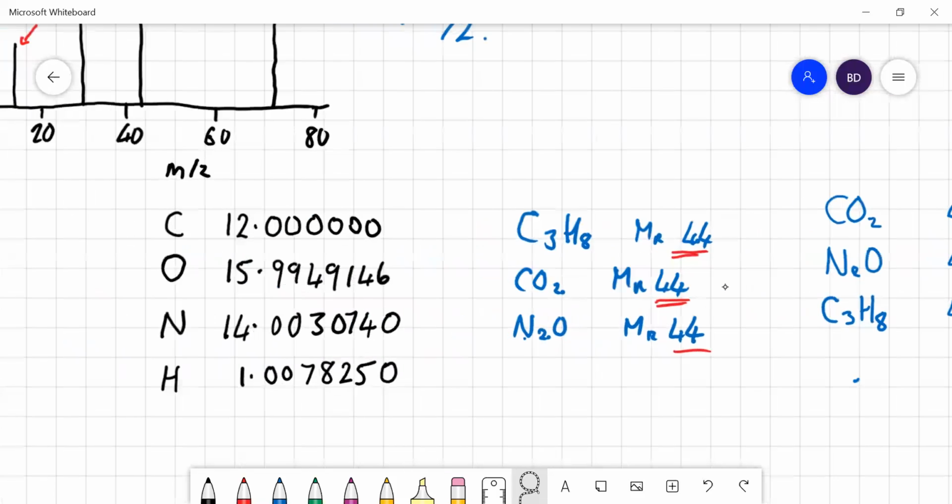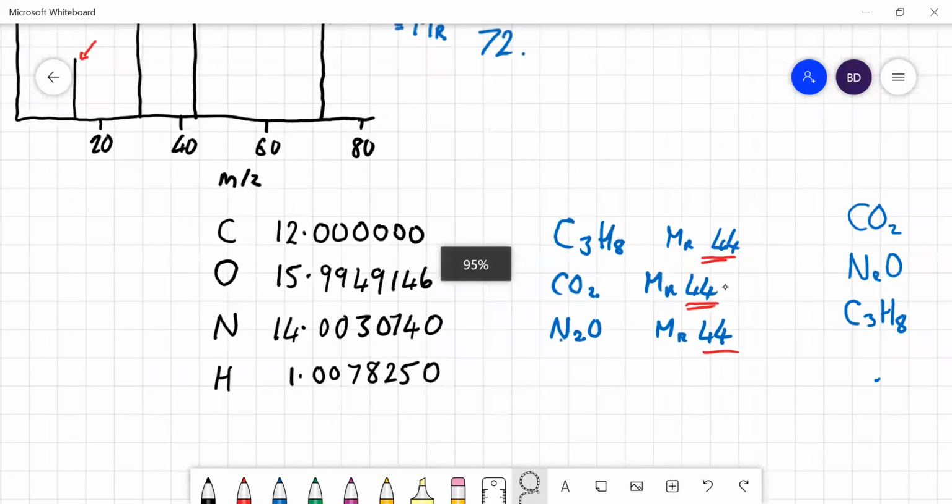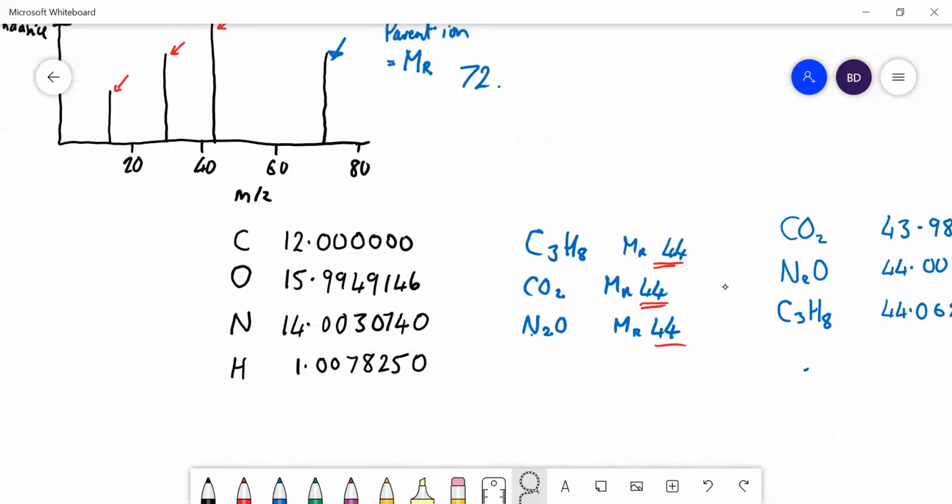Let's have a look at the reason for that. Let's look at carbon-12, oxygen-16, nitrogen-14, hydrogen-1. These aren't average molecular masses where you take into account isotopes. This is the mass of that isotope only. Carbon-12 is exactly 12. That is by definition, and everything else is compared to that. So we say carbon-12 weighs 12 units, and everything is compared to that.